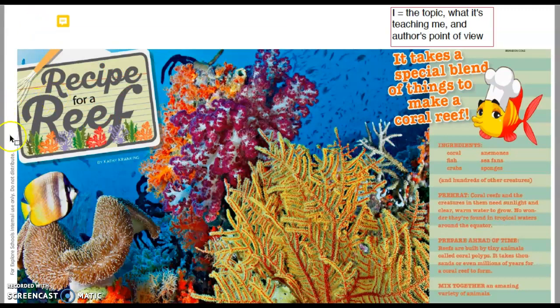Recipe for a Reef by Catherine Cranking. It takes a special blend of things to make a coral reef. Ingredients: coral, fish, crabs, anemones, sea fans, sponges, and hundreds of other creatures.